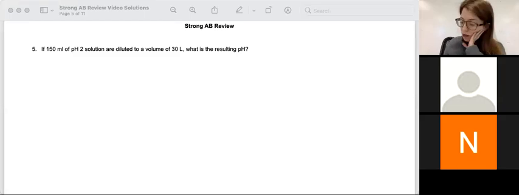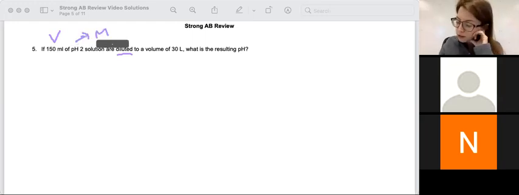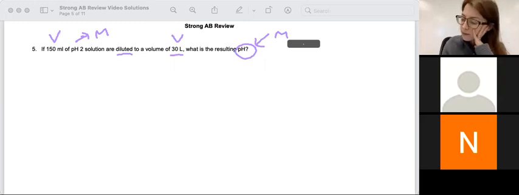Here we have a dilution problem. I know that because it has the word diluted. I also could tell because I have a volume, I have a pH, which can be used to find a molarity. It isn't a molarity, but it can be used to find one. I have another volume and I want another pH, which I can get if I find another molarity. So I'm going to use M1V1 = M2V2.